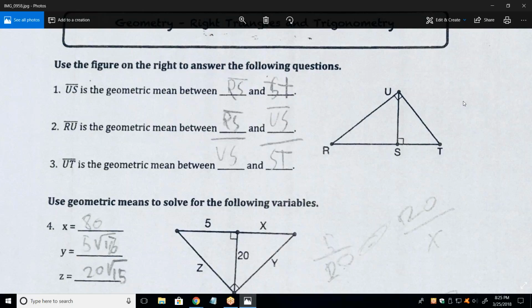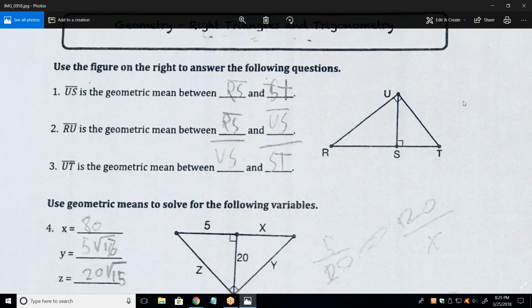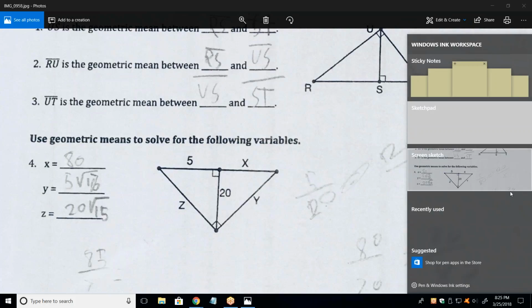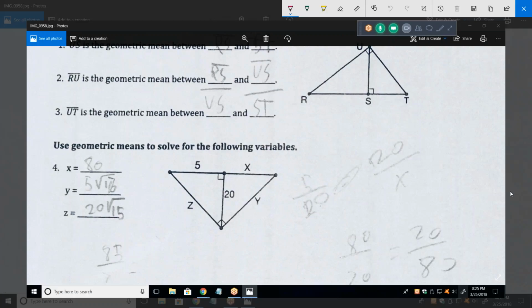Let's talk about geometric mean for a moment. Geometric mean has a very specific definition. And it does apply to geometry, but it's actually more pertinent to algebra.